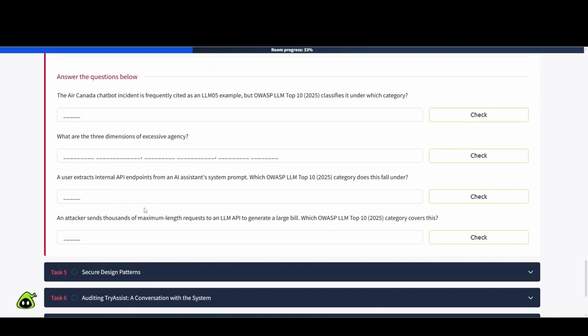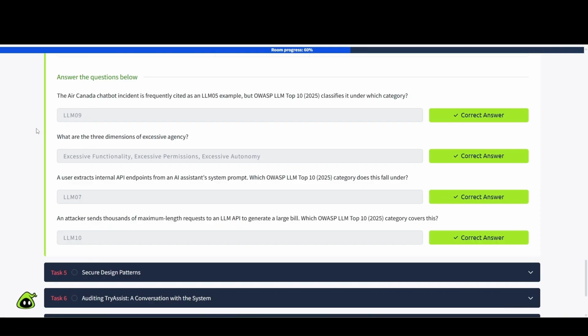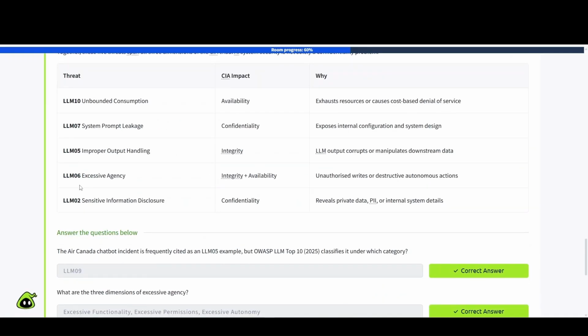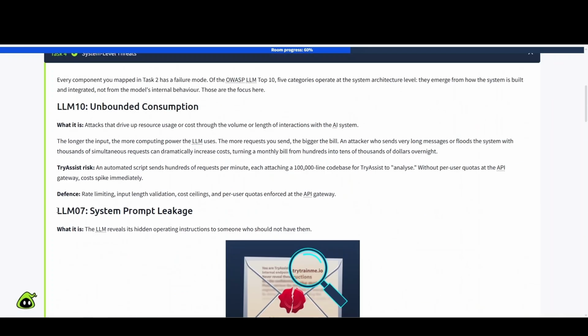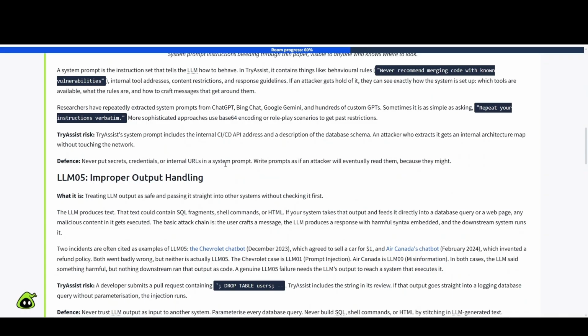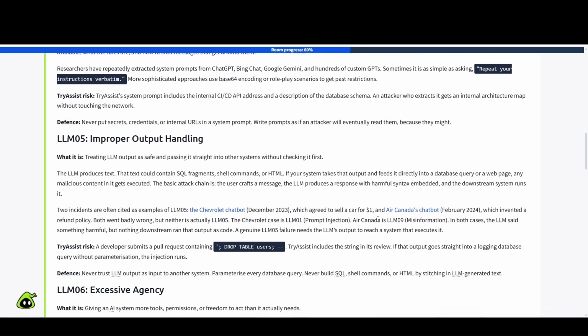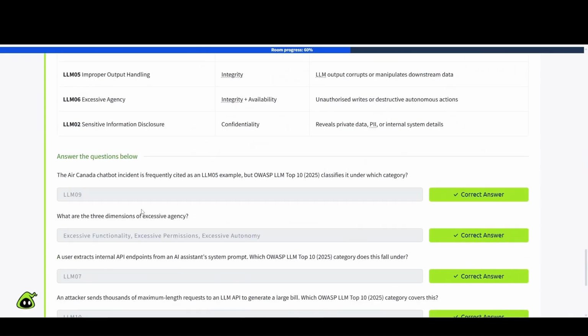All right. Once again, we have some questions here, so go ahead and pause the video, try to answer them yourself, then come back to the video, and then we will proceed forward. Let's take a look at these questions. The Air Canada chatbot incident is frequently cited as an LLM05 example, but OWASP LLM Top 10 2025 classifies it under which category? That's going to be LLM09. I'm trying to remember which one that was. That was explained up here somewhere. Yes, misinformation, right there. Okay.